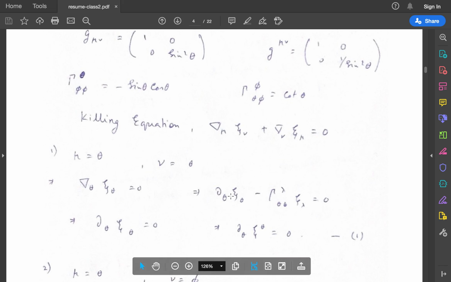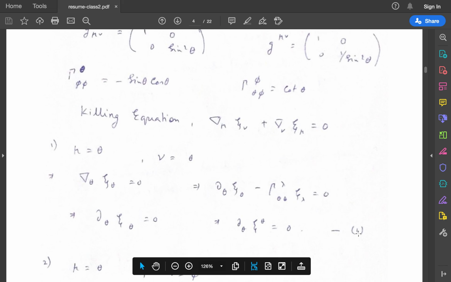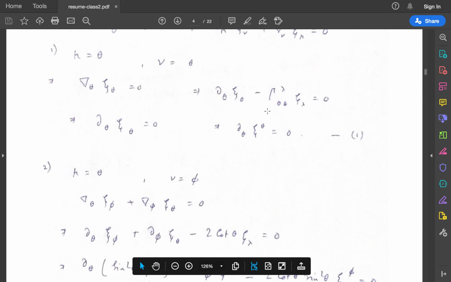If I expand this in terms of the partial derivative and the Christoffel symbols, this is the equation which we get, and we have del theta zeta theta with lower indices equal to 0. We can always make this lower index go to the upper index by multiplying with g theta theta, which we know from here is 1, and therefore del theta zeta theta equal to 0. So let us call this equation number 1.